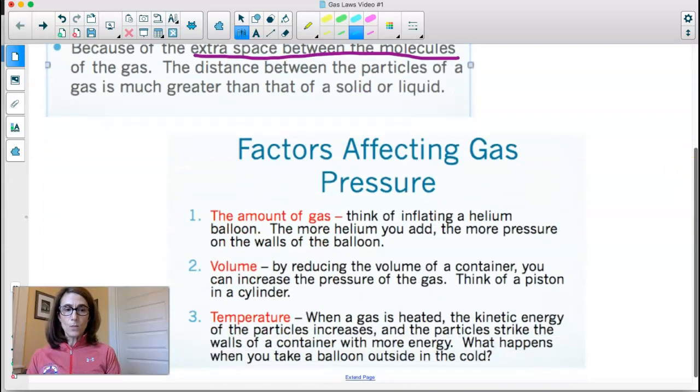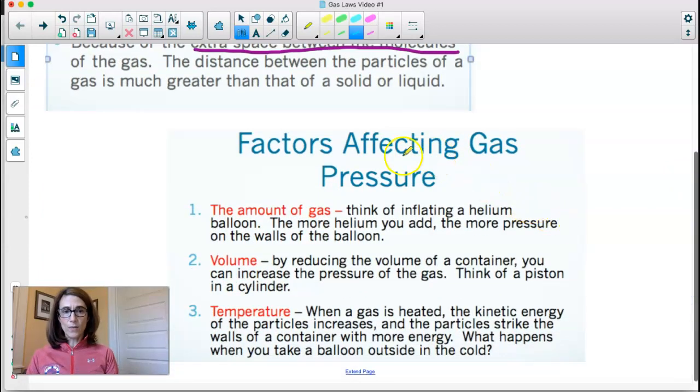Okay, so some factors that could affect gas pressure. Let's think about a balloon as our example here. The amount of gas, first of all, which may seem pretty obvious, but if you're inflating a balloon with helium, the more helium that you add to that balloon, the greater the pressure will be on the walls of the balloon. Okay, so the more gas that you add, the greater the pressure will be inside the container.